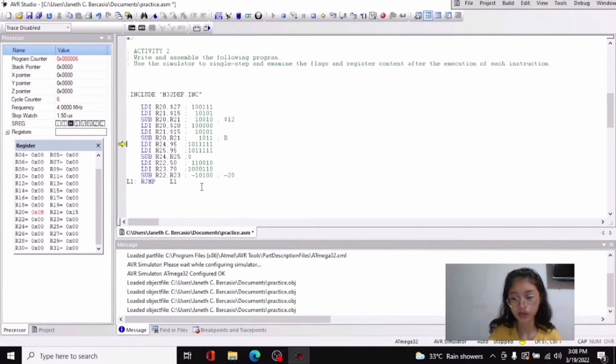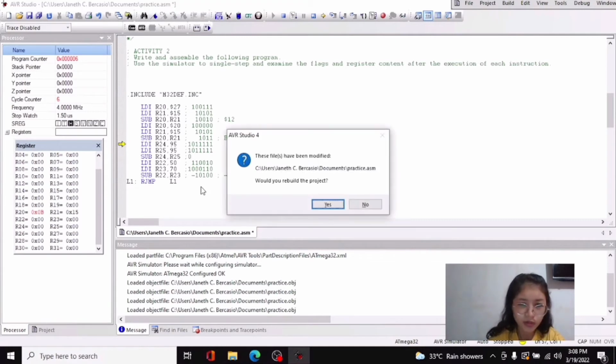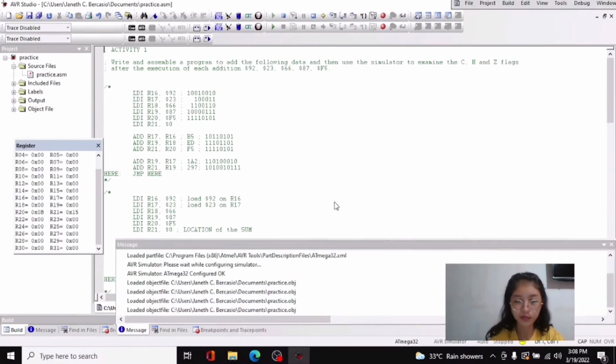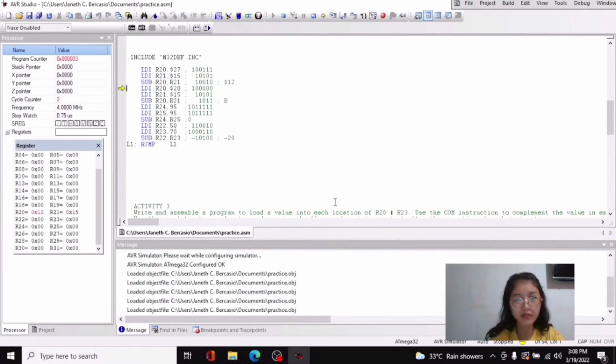So for the next line, we have to load decimal 95 to R24. Oops, I modified it. So let's restart the program. So let us proceed in this line. We will load decimal 95 to R24. It changed to its hex form. And then the next line, we also load decimal 95 in R25, which turned into its hex form.